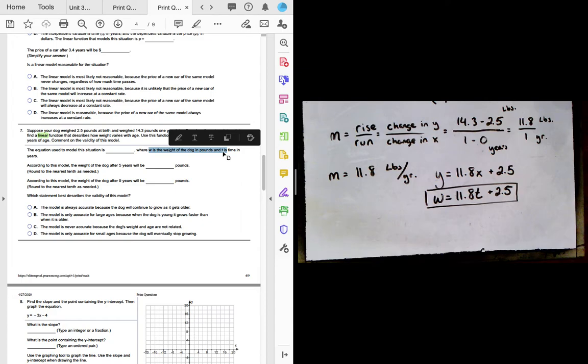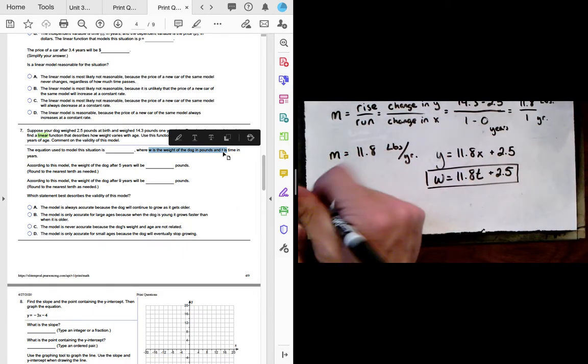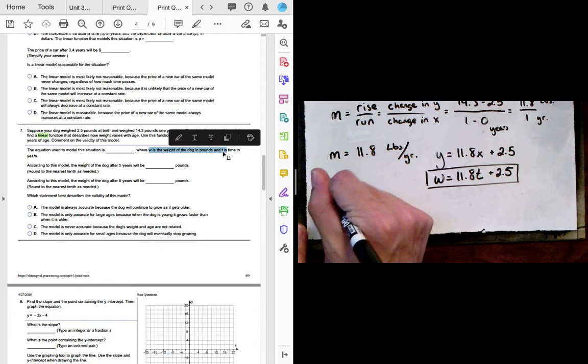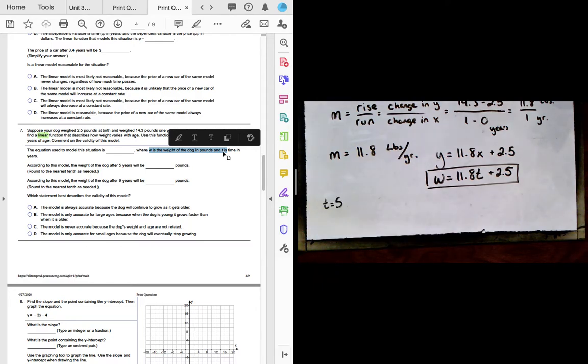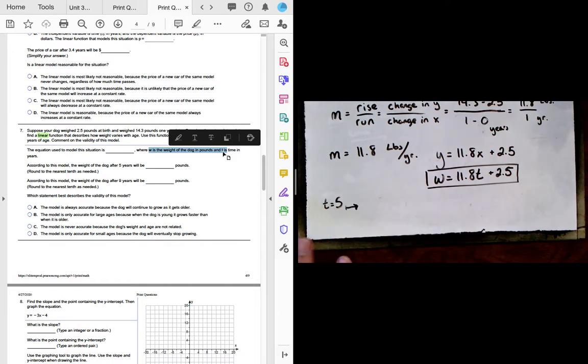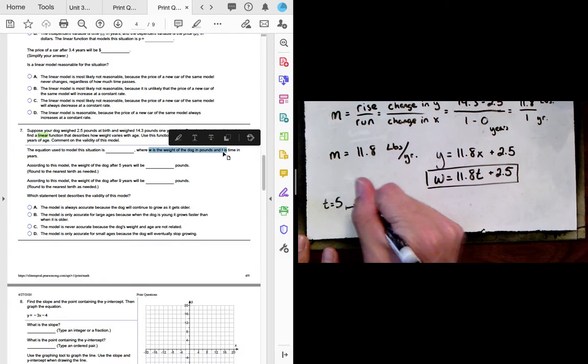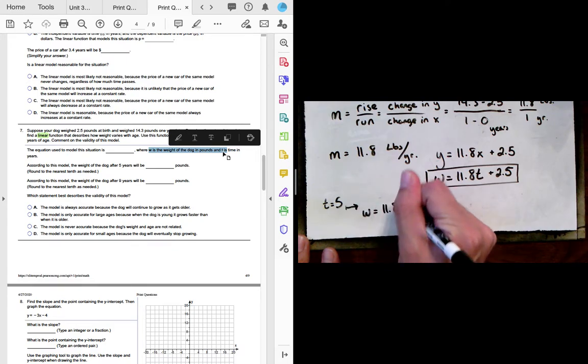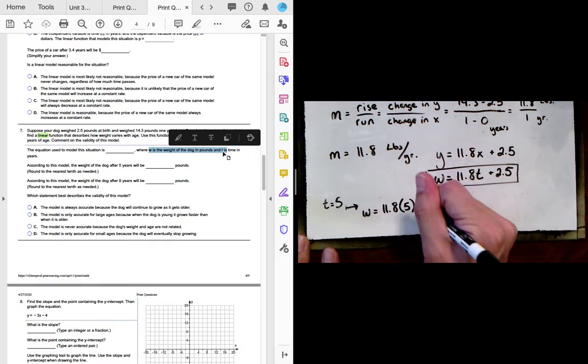So, it asks us to use this model to find out what the weight of the dog will be after 5 years and what the weight of the dog will be after 9 years. And they want us to round to the nearest tenth. So the value of 5 years and the value of 9 years, those are going to be values for T. So in other words, I want to take this model and plug in T equals 5 into it. And it's going to give me what we expect the weight of the dog to be in 5 years. So I'm going to get W is equal to 11.8 times 5 plus 2.5.